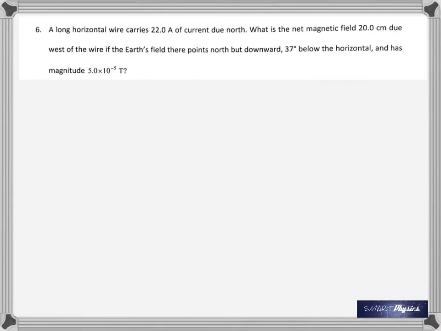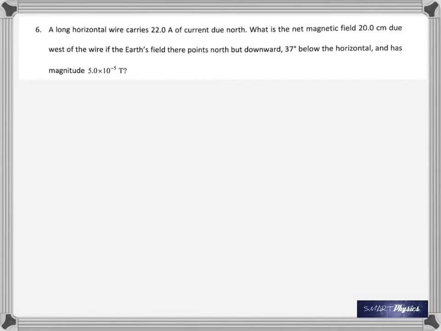Now the sixth one, a long horizontal wire carries 22 amperes of current due north. What is the net magnetic field 20 centimeter due west of the wire if the Earth's field there points north but downward 37 degrees below the horizontal and has a magnitude 5 times 10 to the negative 5 Tesla? This is a three-dimensional situation here which you have to really visualize, and I can try to draw it on this two-dimensional screen, but you need to try. First of all, it's a horizontal conductor and it's facing north.